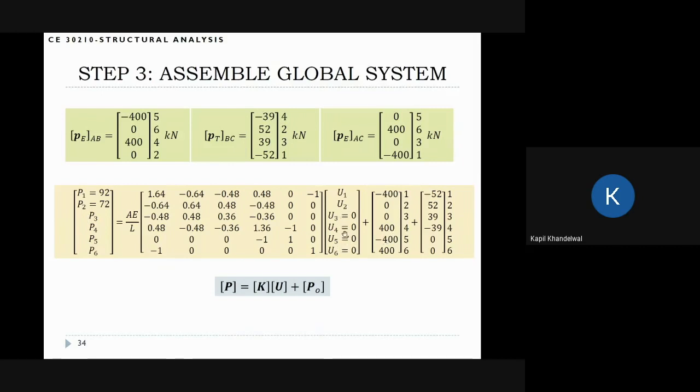So for this case, UF is actually U1 and U2, US is U3, U4, U5, U6. So these are all 0. And P1 and P2 are just 92 and 72. Interestingly, we don't need this block, but I have shown the entries here just for completeness. We don't need this block because this block gets multiplied by all 0 here.